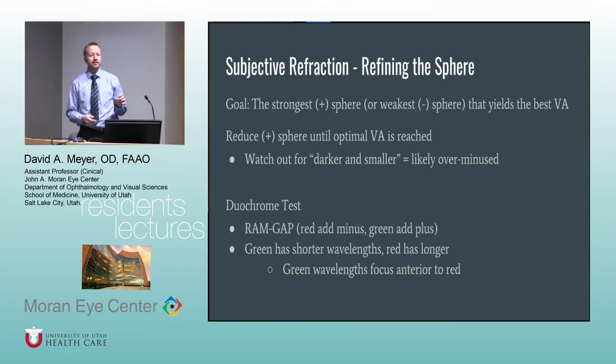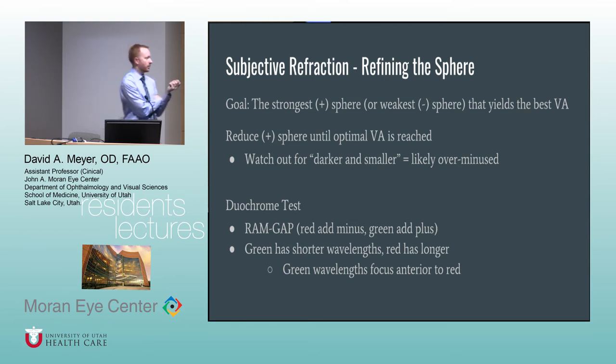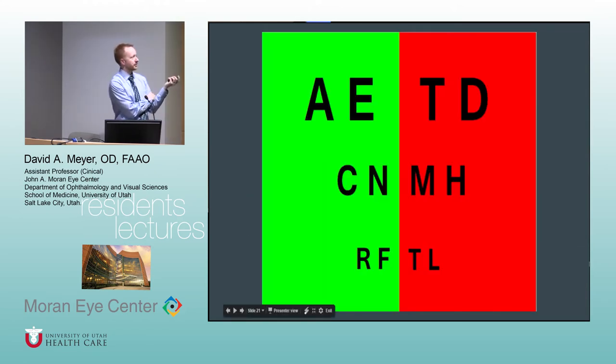Now, one of the tests to make sure that you're not over-minusing is the duochrome test. I actually use this all the time. There's this acronym, RAM GAP: Red Add Minus, Green Add Plus. Green has shorter wavelengths, red has longer. Green wavelengths focus anterior to the red. I'm going to show you a picture of this. Oh, so you guys have seen this before.